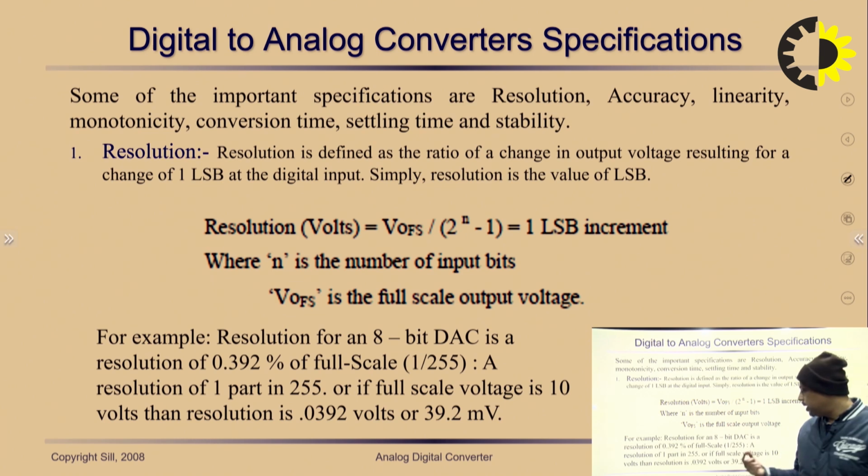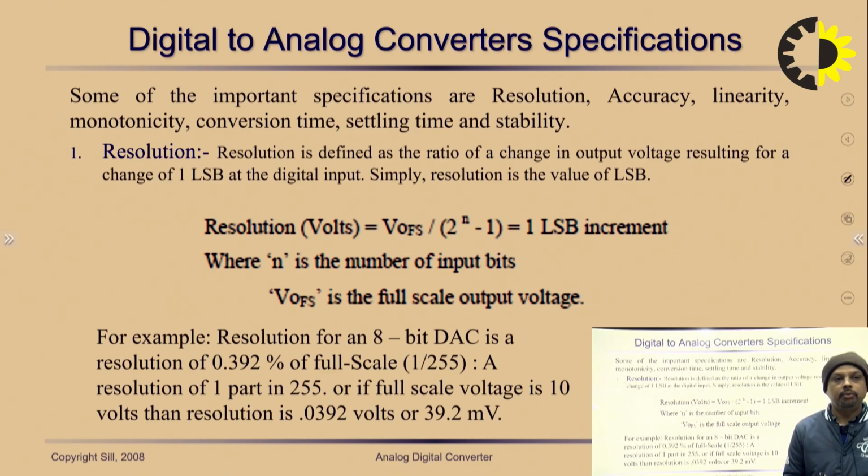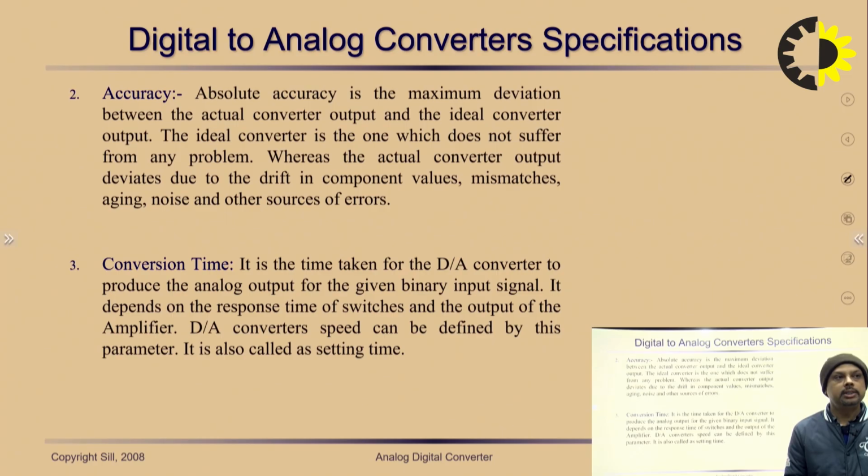So we can say that there is a change in the output voltage of 0.392 volts if the scale is of 10 volts, or in millivolts it is 39.2 millivolts. So this is the minimum change in the output of the digital to analog converter when a single digital input is changed, only the least significant bit is changed.